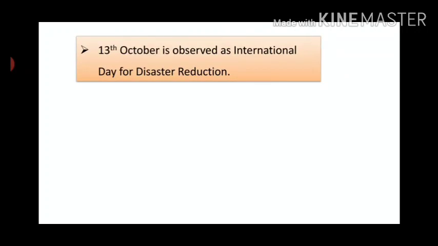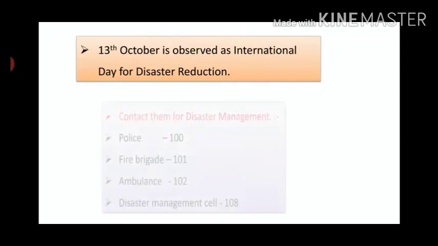13th October is observed as International Day for Disaster Reduction. So this day is observed.